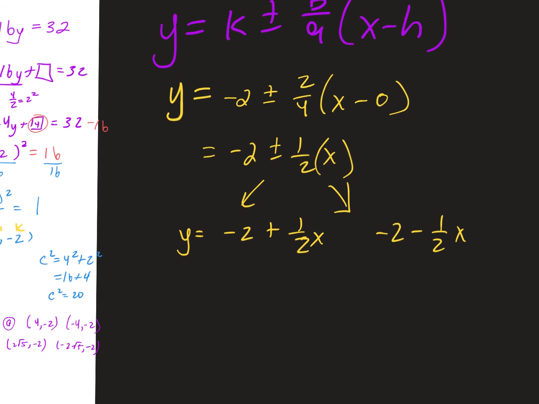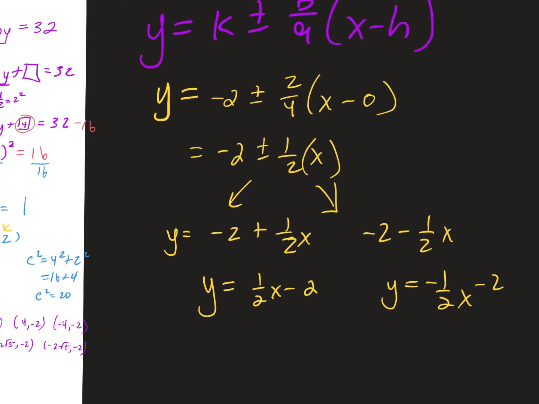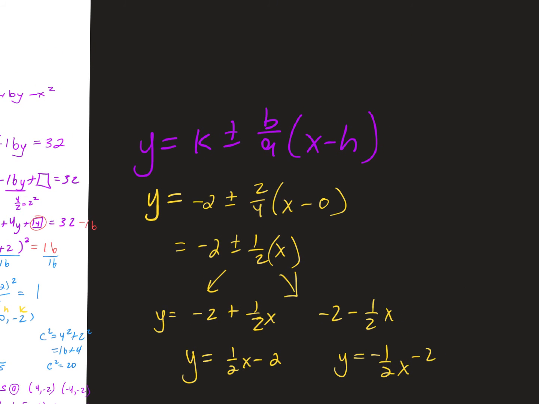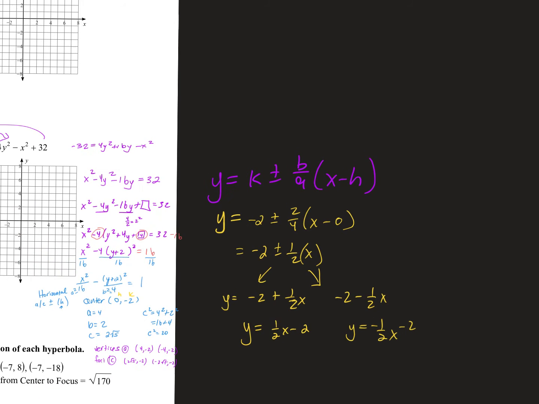How would you write those in y equals mx plus b? y equals 1/2 x minus 2 and y equals -1/2 x minus 2. Again, you need to be able to write the equation of the asymptote. If you know the center and you know the b over a, and you also should have the equation written in front of you, it should be super easy to just fill stuff in and then just distribute as needed. Questions?